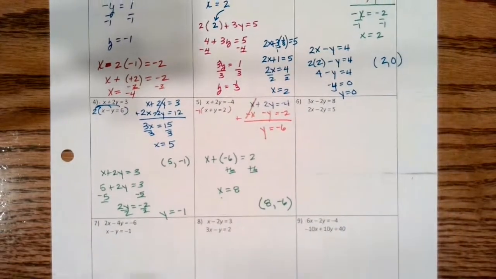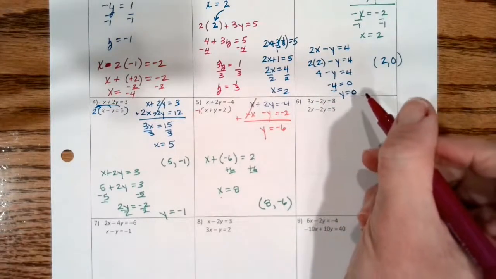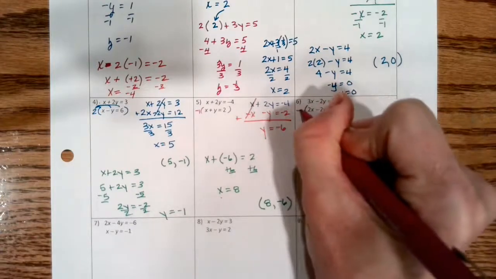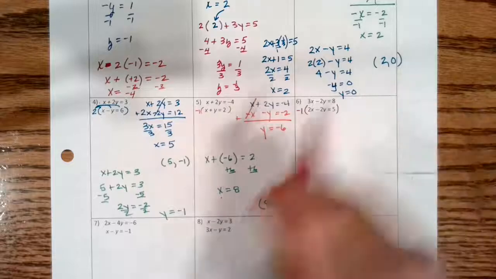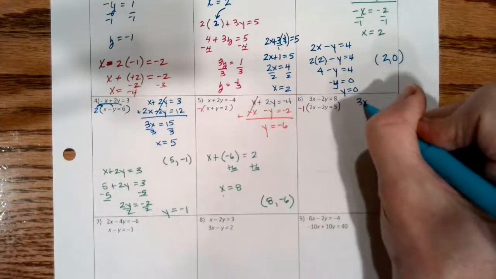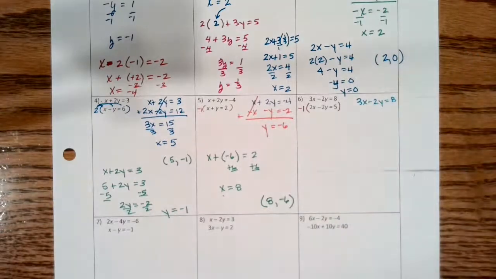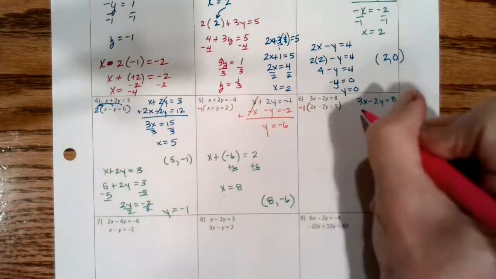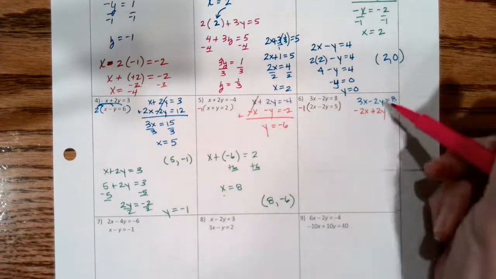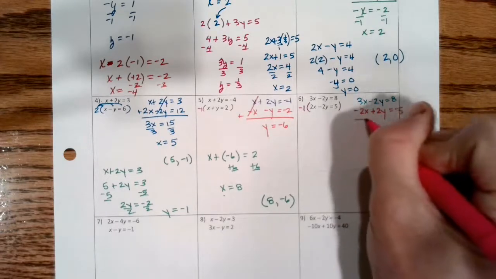Alright. I'm close to having a 0 pair, but I'm missing a sign. So I'll again multiply this second one by a negative 1. So my first equation stays the same. 3x minus 2y is equal to 8. My second equation becomes negative 2x plus 2y, there's my 0 pair, is equal to negative 5.